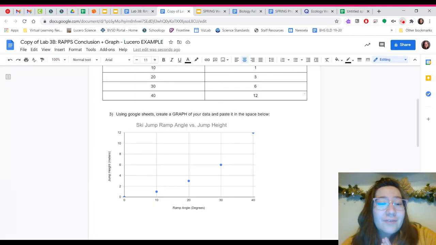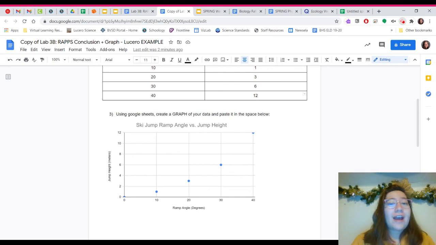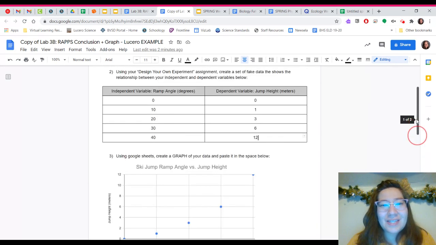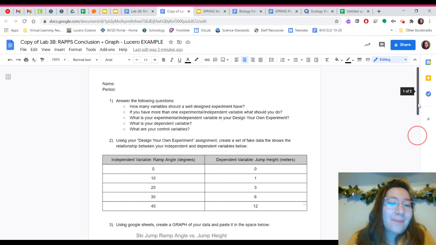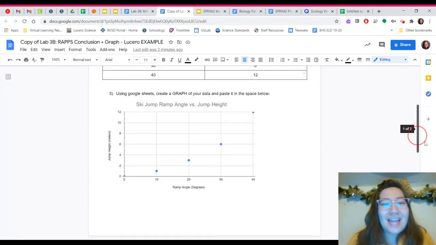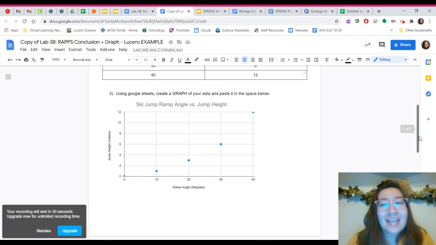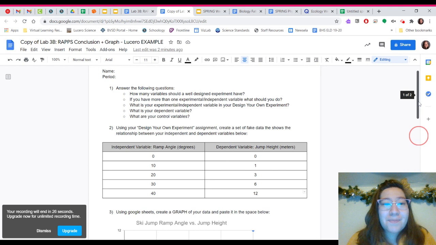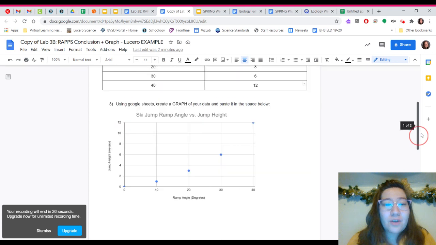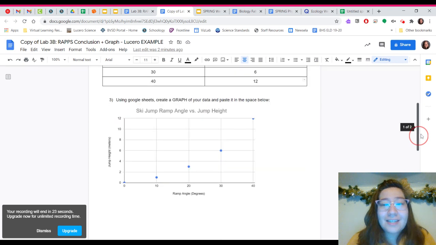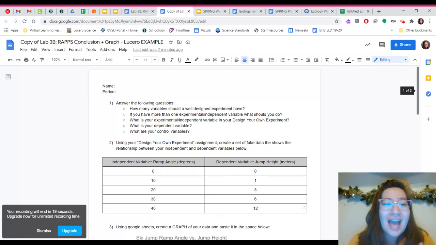All right, so we've unpaused and we've created our graph. Once you've created your graph, make sure to paste it in the space below of your assignment here. So as you can see, I made up some data about my experiment. Kind of goes along with what I would expect, and now I've actually visualized that data into a graph. That wraps up questions 1, 2, and 3. Next, we're going to start talking about what is a RAPS conclusion and how do we create one.